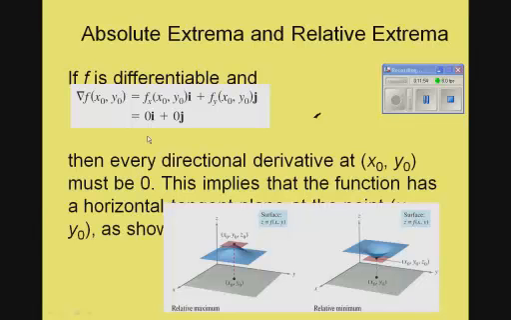What I wanted to say was this. There's a symbol we haven't seen yet, okay? So don't worry about him yet, but you notice what it is. We take the partial derivative, the x partial derivative, and we take the y partial derivative, right? And if both of those are 0, then it says every directional derivative must be 0.